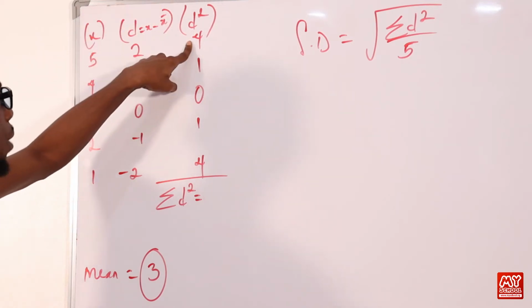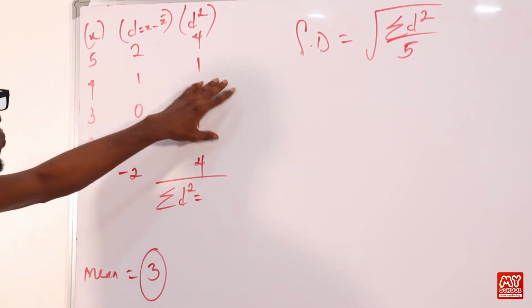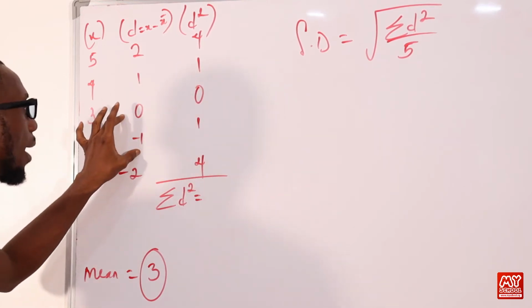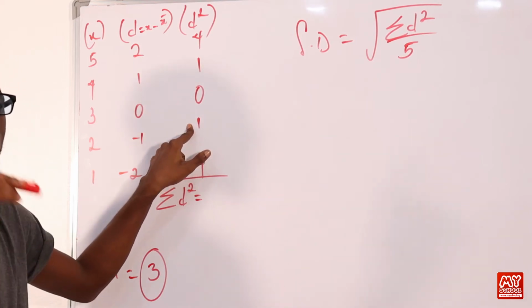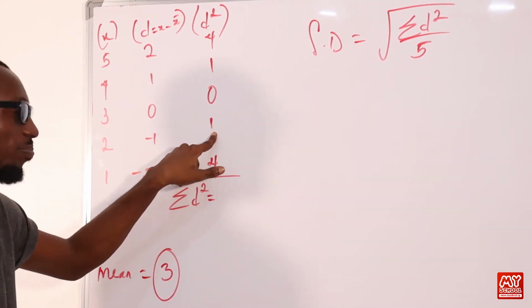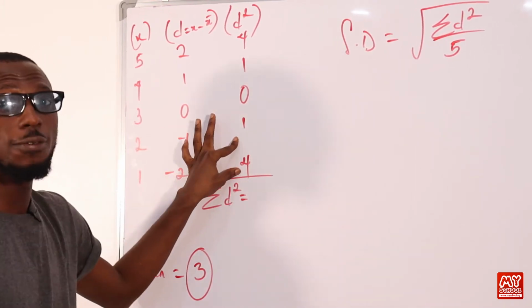2 raised to power 2, we have 4. 1 raised to power 2, we have 1. 0 raised to power 2, we have 0. Minus 1 raised to power 2, that is 1. How do I know that? Minus 1 times minus 1, minus times minus, that is plus. 1 times 1, 1. Minus 2 raised to power 2, that is 4.